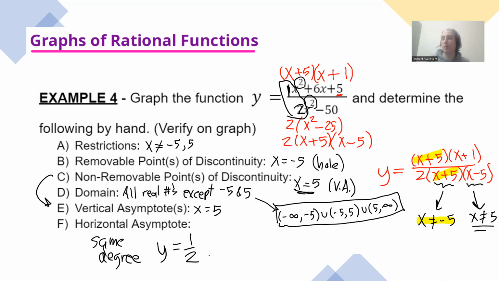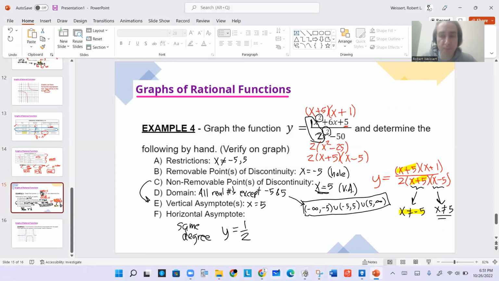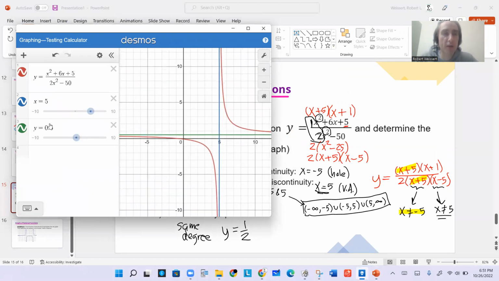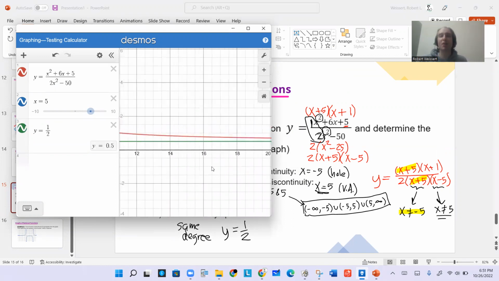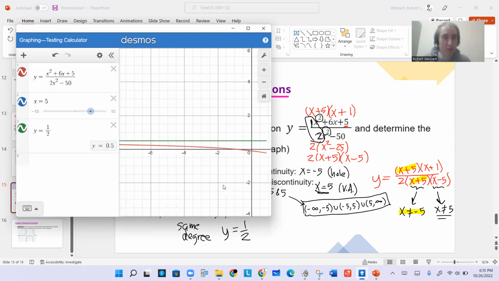And that was the one we couldn't really figure out. So let's verify that with the graph real quick. Okay, we're going to put this graph back up. Notice that I put 0.5. That is 1/2. Same thing: you have that horizontal line that the graph tries to touch, but it does not touch, right? It comes close to it on either end. So that is your horizontal asymptote.